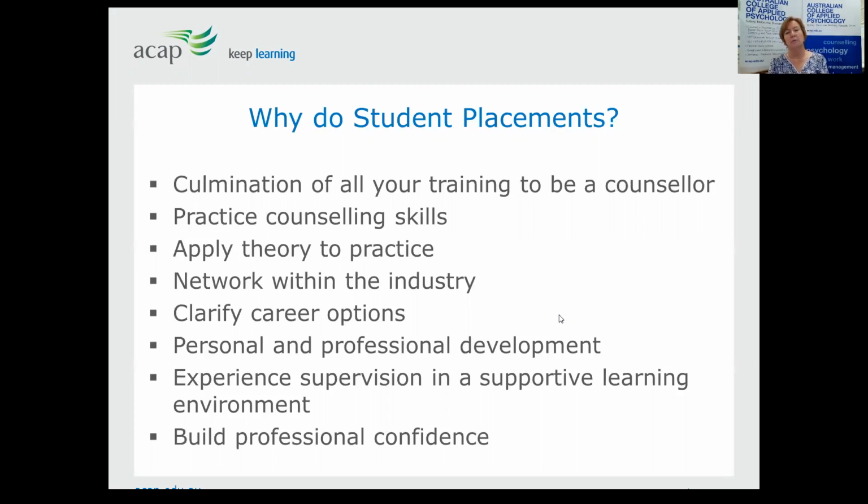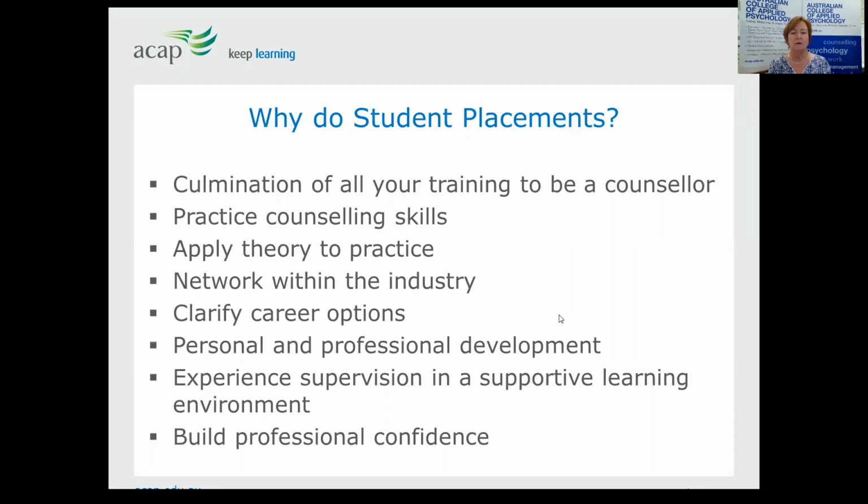It's an opportunity for your personal and your professional development. You may have heard when you first chose ACAP that our course is not just an education course for counsellors. It's a transformational course. So the person you are when you first start studying, and the person that you are at the end of your studies, having completed all the theory and your placement, is not the same. You have gone through a transformational process and you've become a counsellor in that time. That's what placement gives you, an opportunity to really solidly put that into practice.